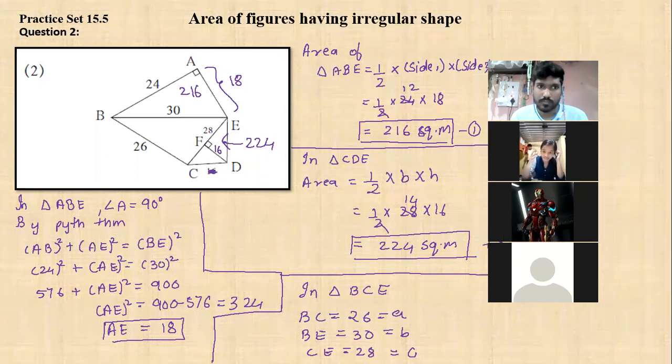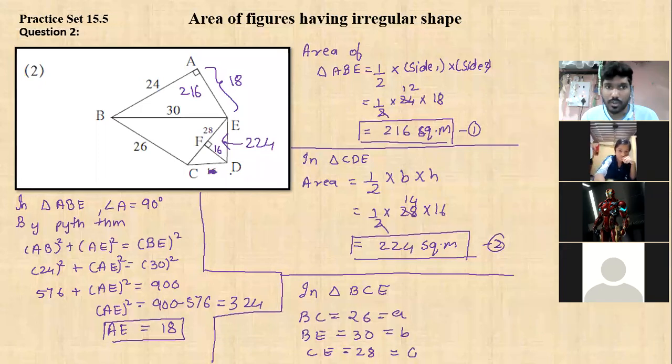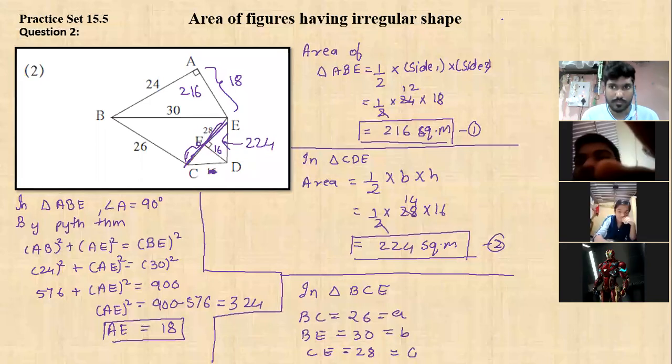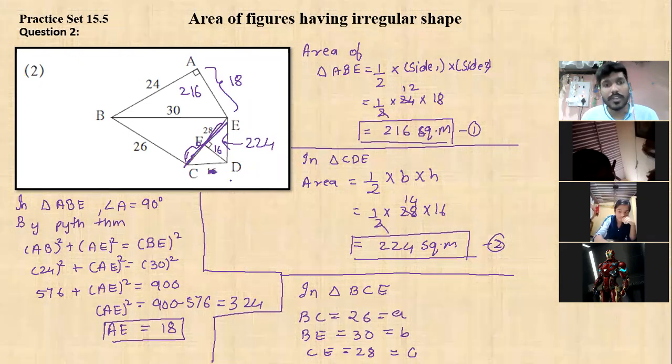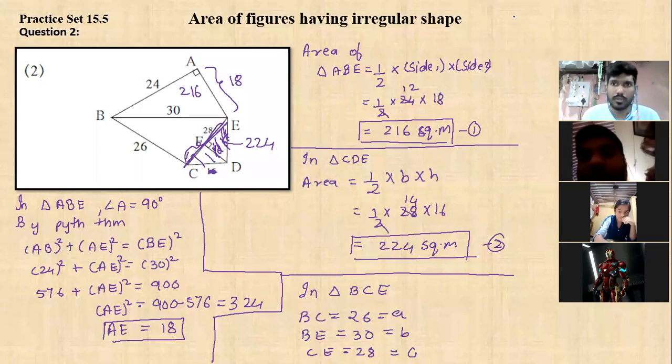Area of CE is 28. Yes, this entire thing is 28. So you have to take 14 in the CDE, area of CDE. No, but I don't need to find CD. CD is this entire triangle. I found the area of this entire triangle. That's 224.